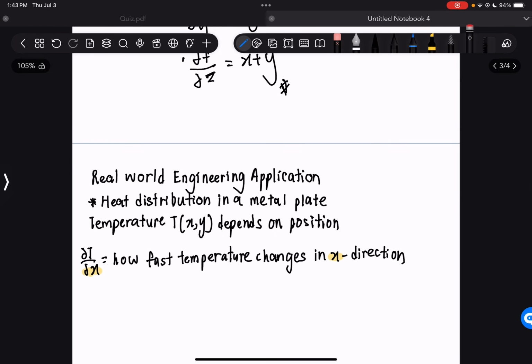Next, I'm going to tell you about the real-world engineering application. Why this differentiation is important for engineers is because it can help us to calculate the variables that we want, such as heat distribution in a metal plate. From here, the temperature T(x,y) can depend on the position. If it is with respect to x, we can find how the temperature changes in the x direction. Same, if I'm doing dT over dy, we can find out how fast the temperature changes in the y direction.